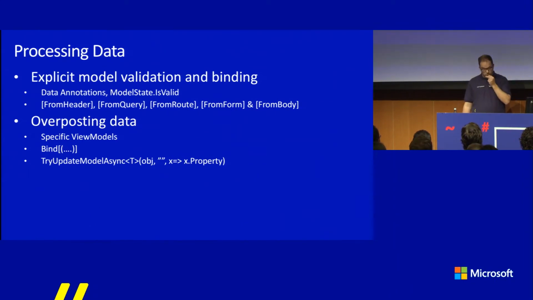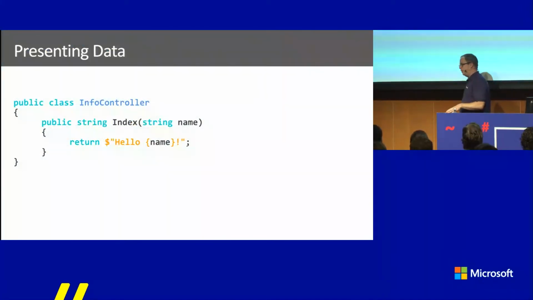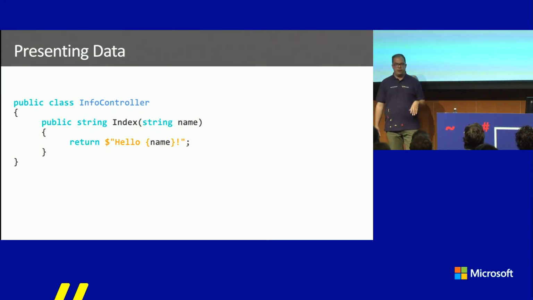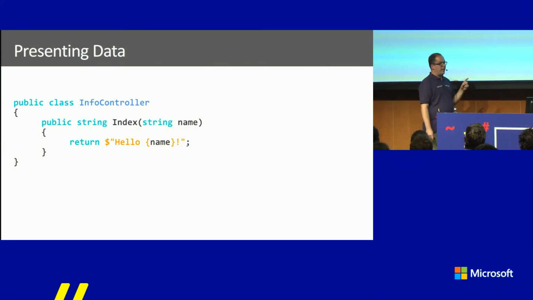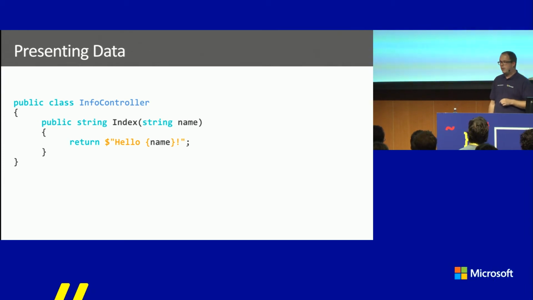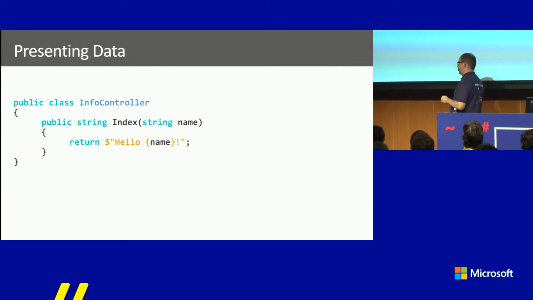So, we talked about processing of data, and now let's move to the other side, the presenting of data. And now I'm going to see if you're still with me. This is a controller class, and who thinks there is something wrong with this controller class? You can raise hands if you want. Of course there is. Technically, yes, there's a problem, right?